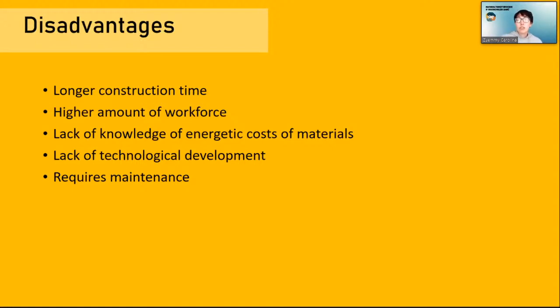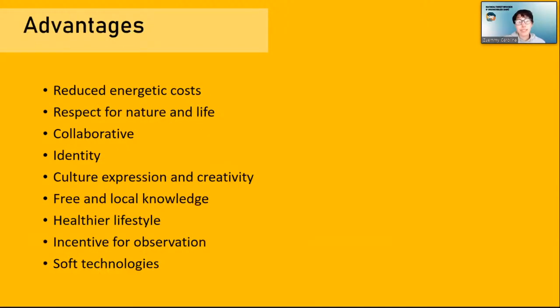Also, another disadvantage is lack of technological development. There are a lot of local knowledges, but we have not developed them further. And they require maintenance. For example, the soil floors, they need to be retreated every 2 or 3 years. And also the waterproofing. We use the prickly pear and lime, which are Mayan knowledge, to do waterproofing in the roofs. And that needs to be redone every now and then. Or also we can use alum and soap to do waterproofing. That's really interesting. And now the advantages.